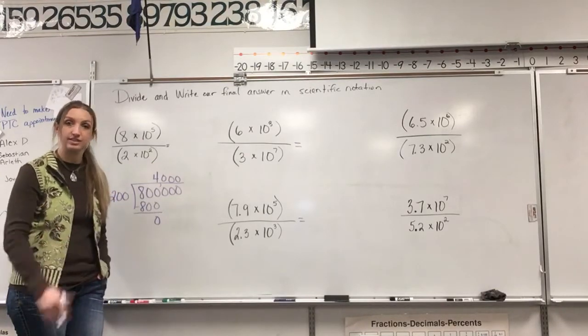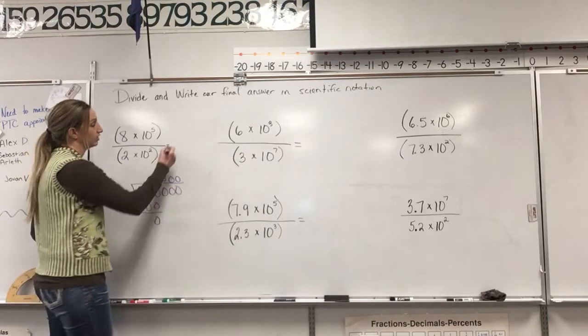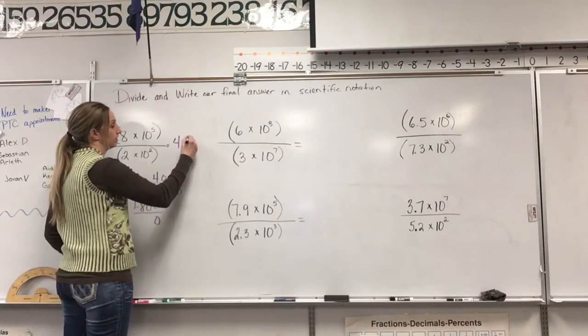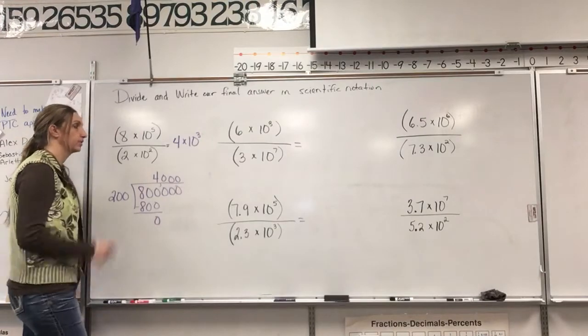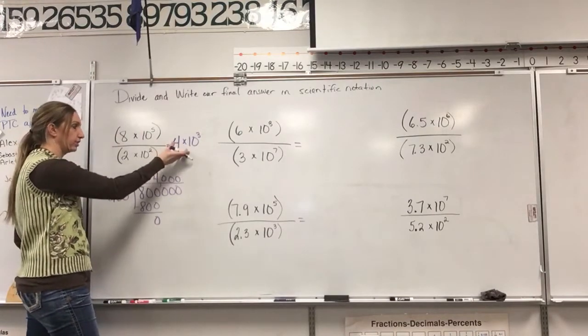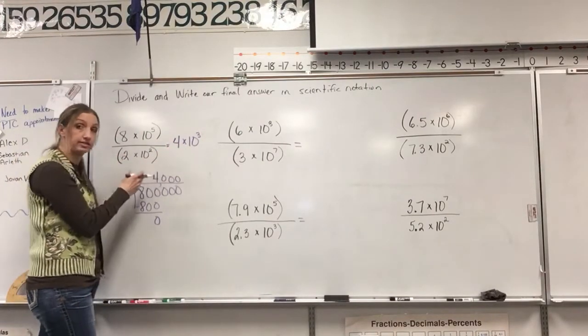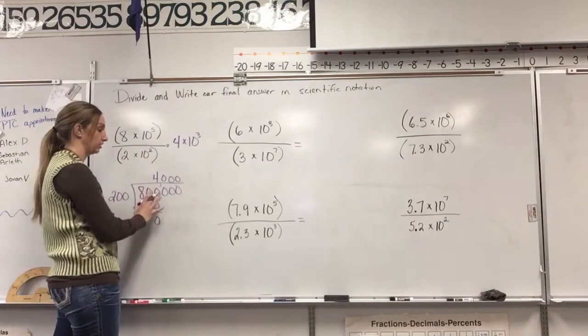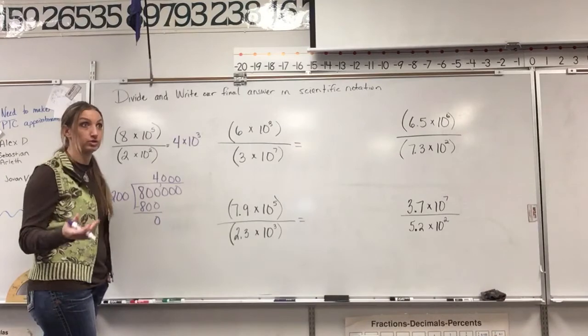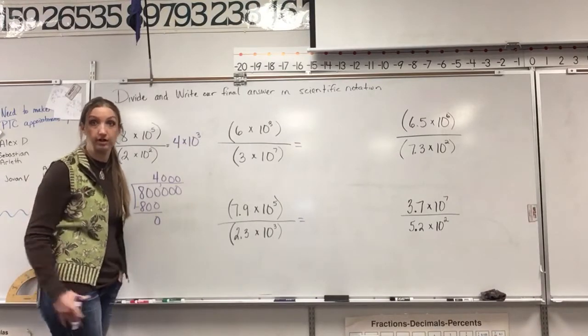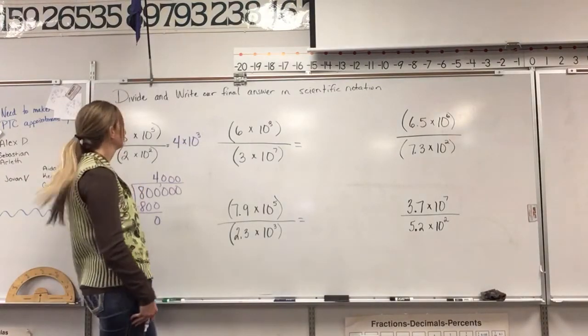Well, 4,000 in scientific notation is 4 times 10 to the 3rd power. Okay, so that's my final answer. Now let's look and see if there was a shortcut to get there and where we could skip this whole step. Because sometimes, as we've seen in this chapter, the exponents are really big and we might have 23 zeros, and that would be ridiculous to write all of that out.